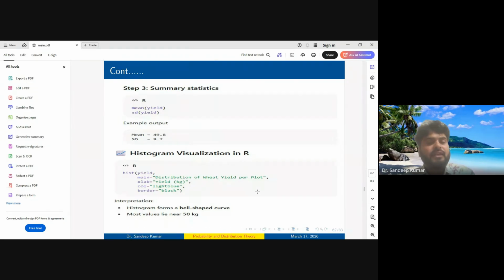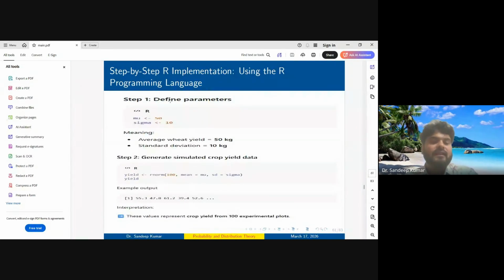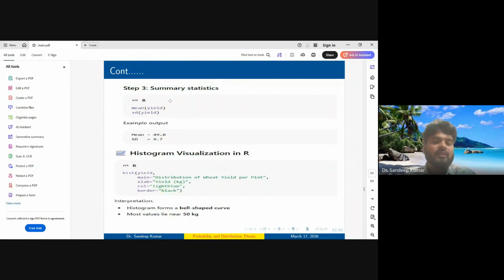And step 3, summary statistics. If you need to calculate the mean of yield, the short command in R is mean(yield), and standard deviation sd(yield). Example output: mean equals 49.8 and standard deviation 9.7. And the graphical representation of that problem is the histogram, and the short command for histogram in R is hist(yield), and you will see the histogram.